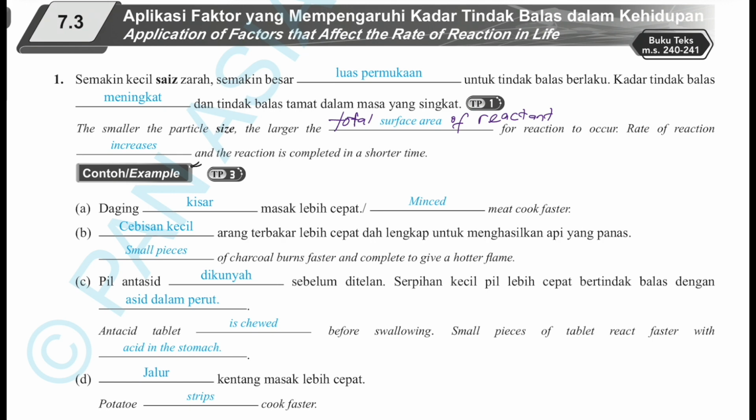Antacid tablet is chewed before swallowing. Tahu tak antacid tablet ni? Antacid tablet ni adalah tablet untuk pesakit yang mengalami penyakit gastrik. Apa penyakit gastrik? Maksudnya orang yang mempunyai terlalu banyak asid hidroklorik dalam perut dia. Jadi orang itu dikatakan mengalami penyakit gastric disease. So orang yang mempunyai gastric disease ni terlalu banyak asid dalam perut dia ya. Bila terlalu banyak asid dalam perut dia, kita akan bagi dia ubat antacid.